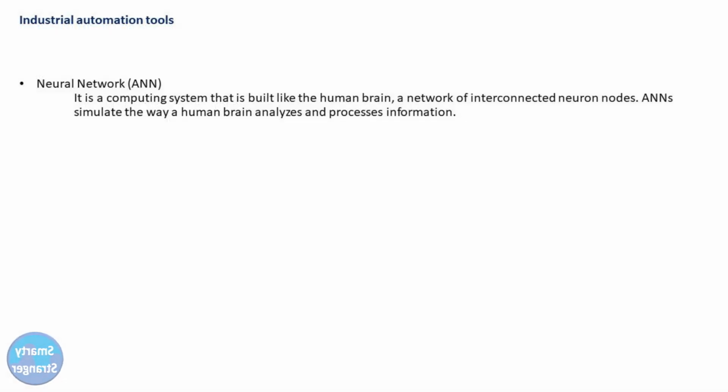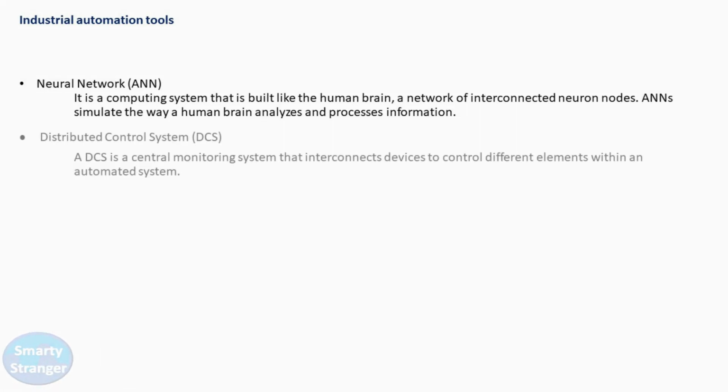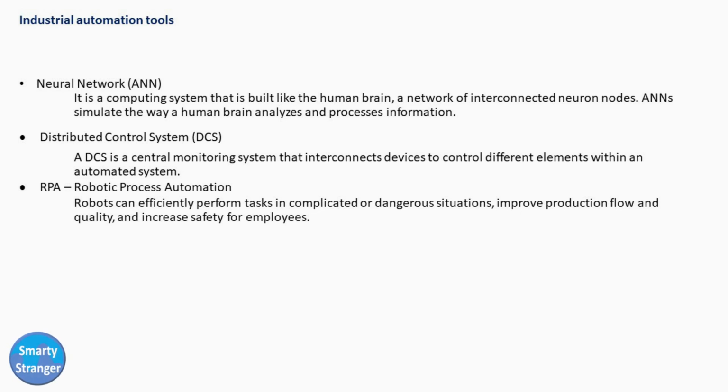Neural network, NN. It is a computing system that is built like the human brain, a network of interconnected neuron nodes, and simulates the way a human brain analyzes and processes information. Distributed Control System, DCS. A DCS is a central monitoring system that interconnects devices to control different elements within an automated system. RPA, Robotic Process Automation. Robots can efficiently perform tasks in complicated or dangerous situations, improve production flow and quality, and increase safety for employees.